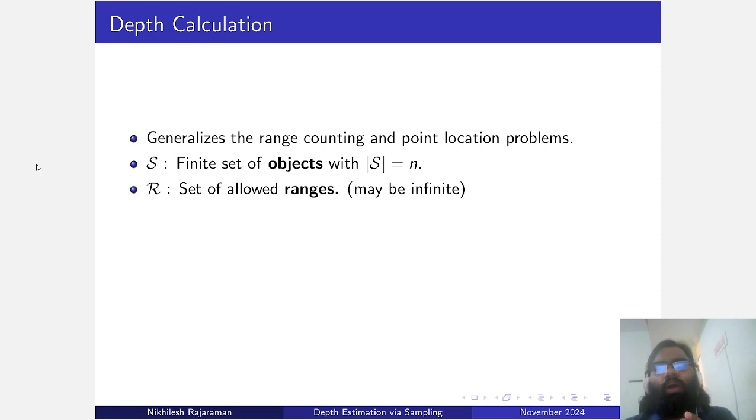Apart from this, we also have a second set called calligraphic R, and we call this the set of allowed ranges. Now this set of ranges might be infinite. You can think of this R as the set of all possible allowed queries. So for example, in the range counting problem, R can be the set of all possible rectangles, which is an infinite set. Or in the point location problem, R could be the set of all possible points on the plane, which is again infinite.